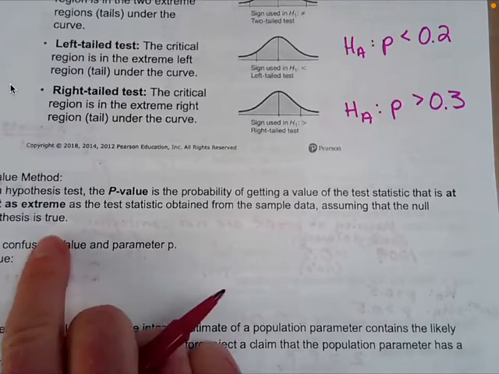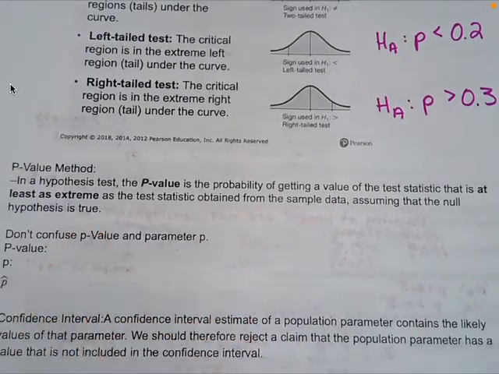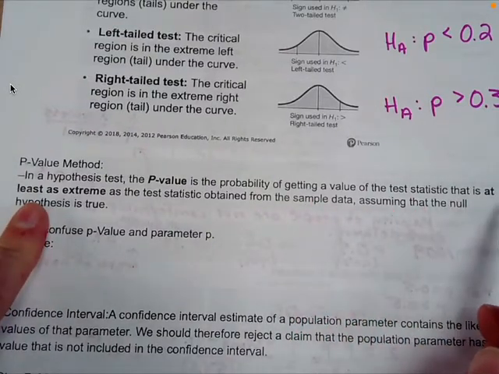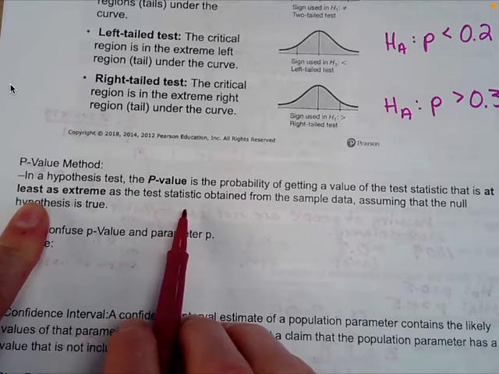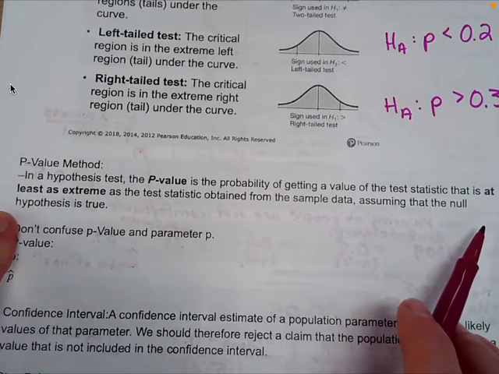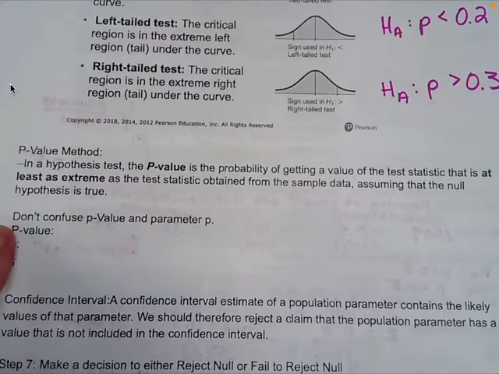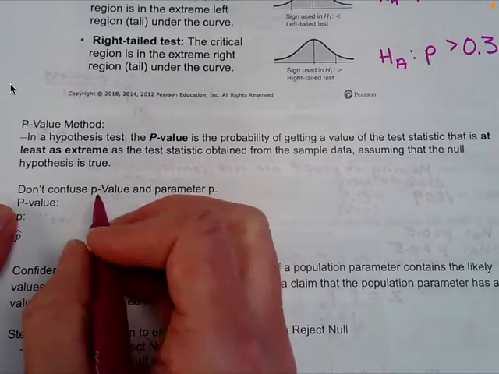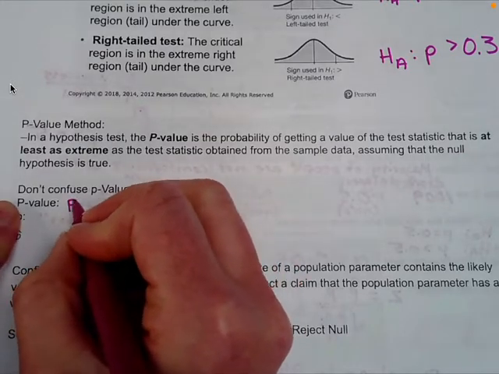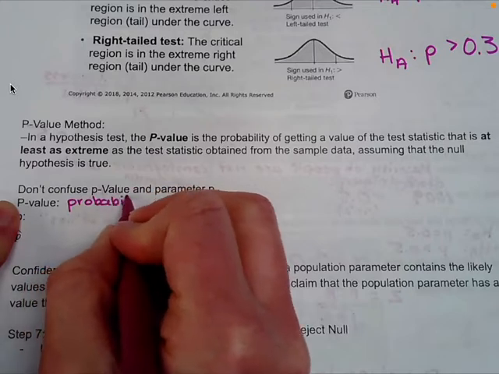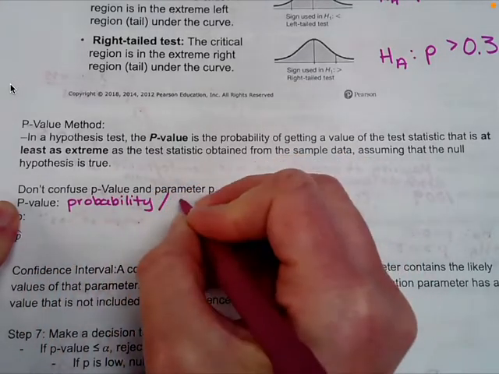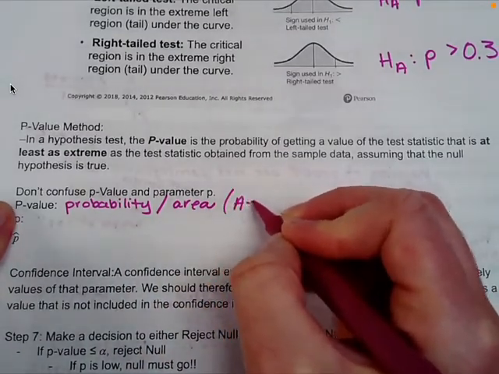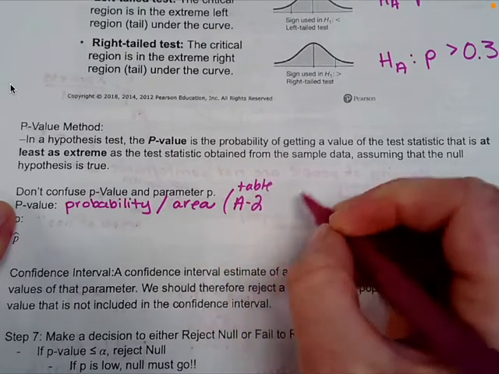The p-value method is the one that we used on the drone example. In a hypothesis test, a p-value is the probability of getting a value of the test statistic that is at least as extreme as the test statistic obtained from the sample data, assuming the null hypothesis is true. So be careful on this. We have all these things that have a p in them. Our p-value is going to be our probability, which is also dealing with the area. We find our p-value using table A2 or the technology.